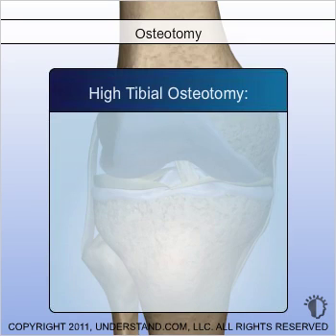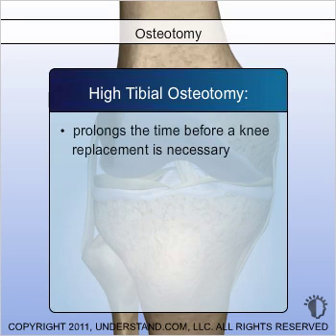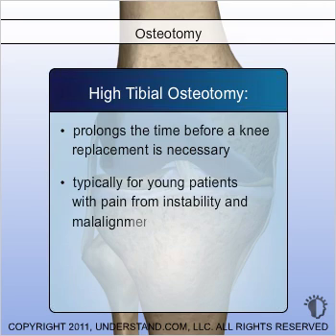A high tibial osteotomy is generally considered a method of prolonging the time before a knee replacement is necessary because the benefits typically fade after 8 to 10 years. This procedure is typically reserved for younger patients with pain resulting from instability and malalignment.